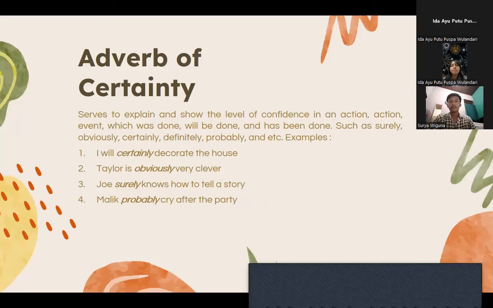Taylor is obviously very clever, and Joe surely knows how to tell a story. And the last is Malik probably cry after the party.